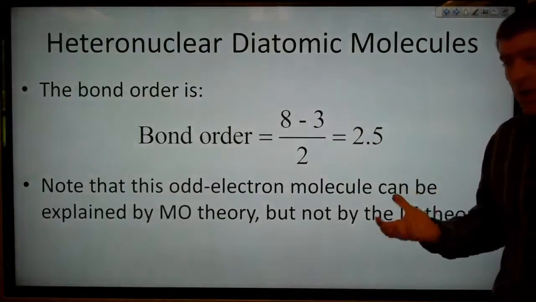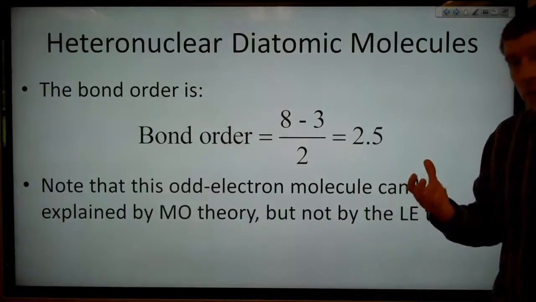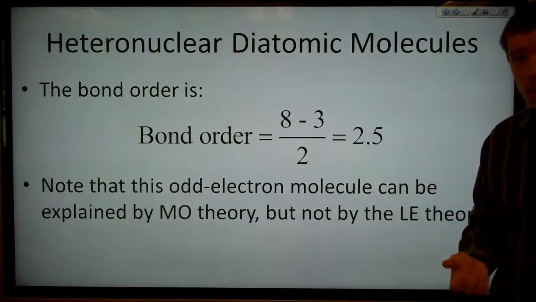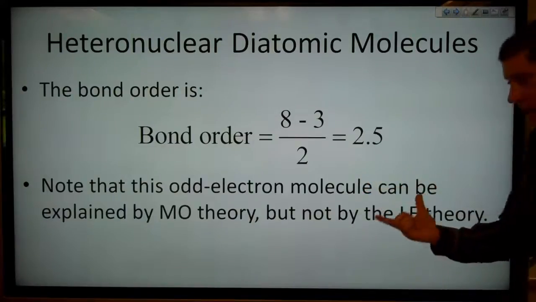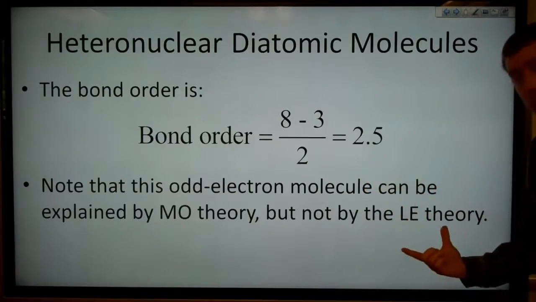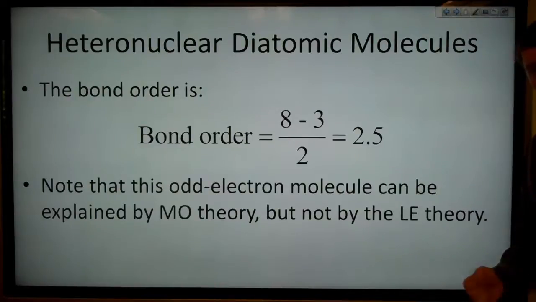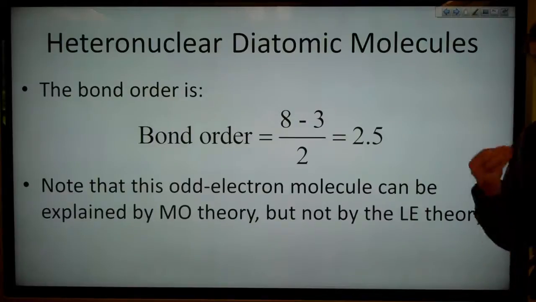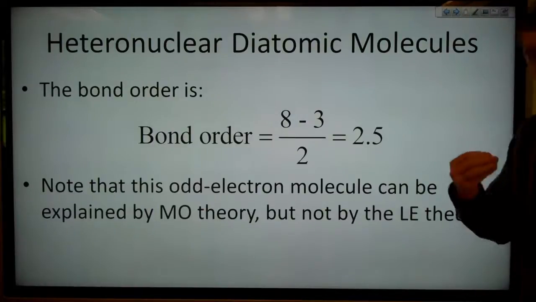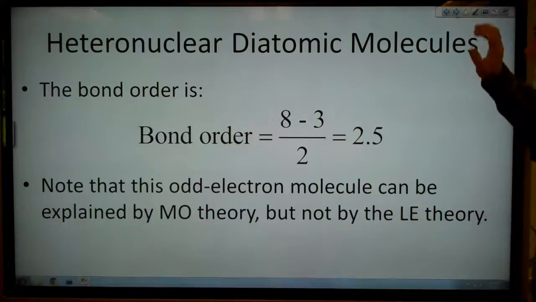So now we're able to talk about molecules that are radicals. They have odd numbers of electrons. We can explain this using molecular orbital theory, but we would never be able to explain it using the localized electron theory, because the localized electron theory deals with pairs of electrons. We don't have to deal with pairs of electrons anymore.